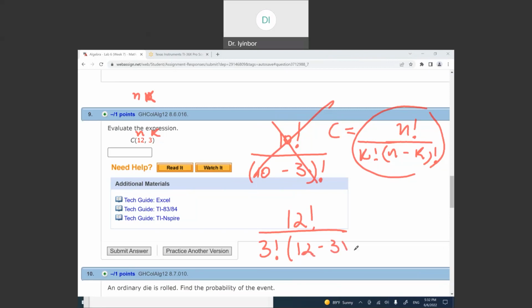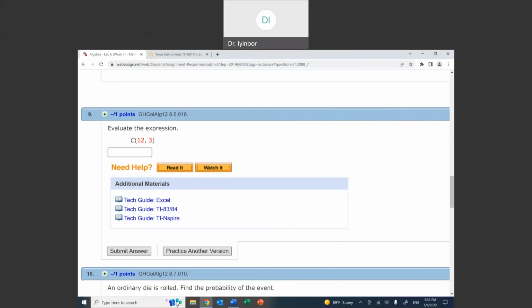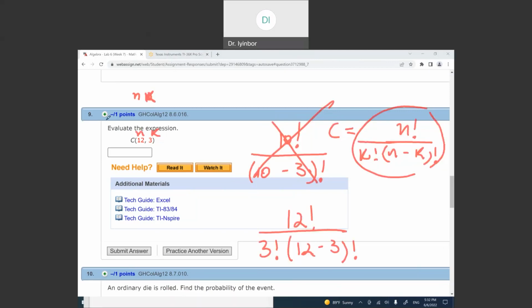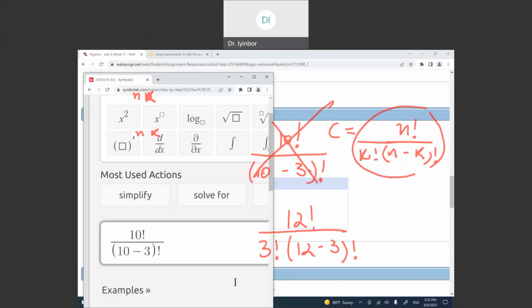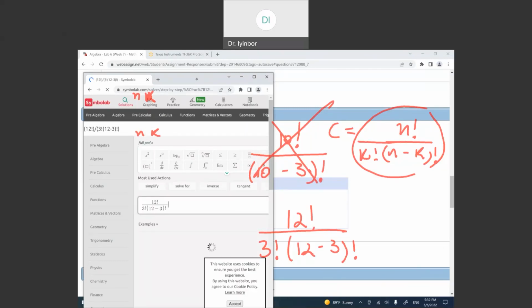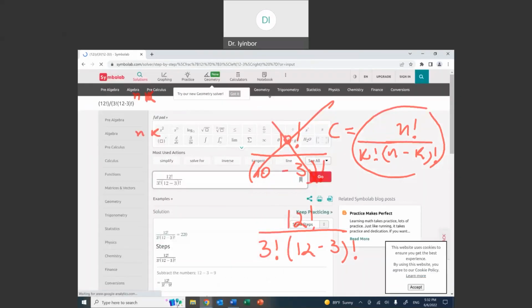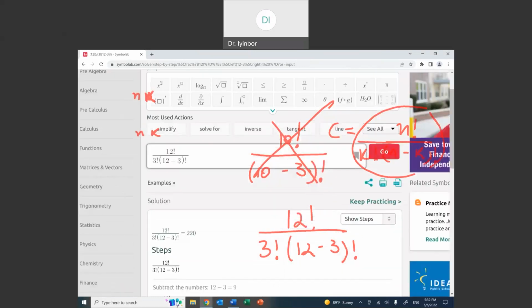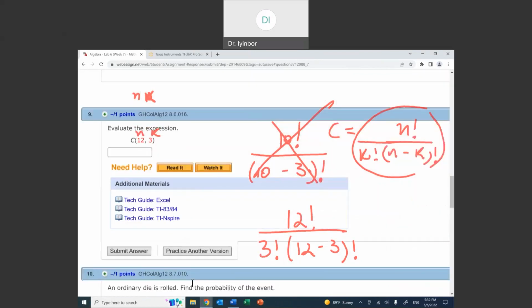What is factorial? That's what you're going to plug into the calculator. You can just put it exactly like that on your calculator. Or I'm going to use my symbolic calculator, and I have 12 in the top and then 3 factorial in front and then 12 minus 3, just like that. And the answer is 220. Okay, 220. Whatever you get, just plug it in.